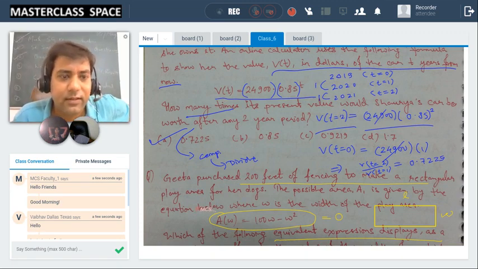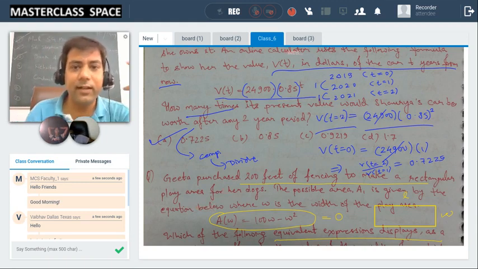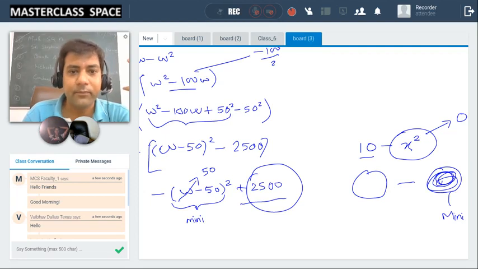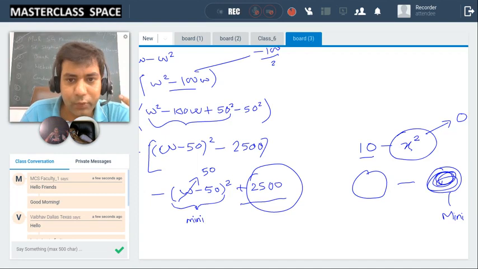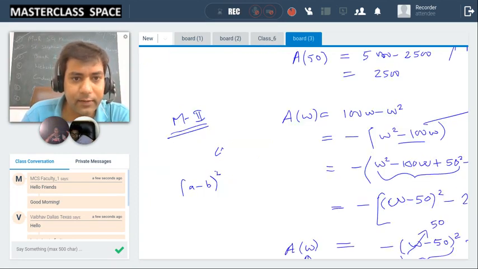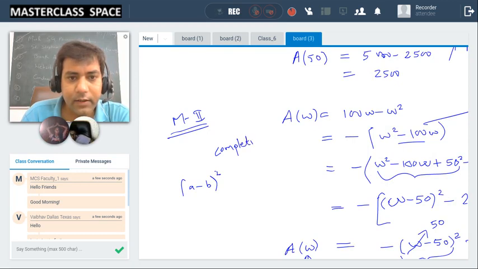So wasn't it an exhaustive explanation? Through this question, we understood so many things, my dear friends. We understood how, by using the completing square method, you can do this question. This is nothing but the completing square method. You call it completing square, right? So this is by doing the completing square method.